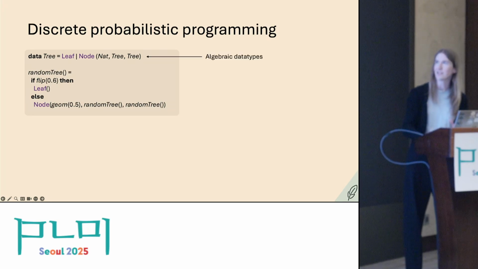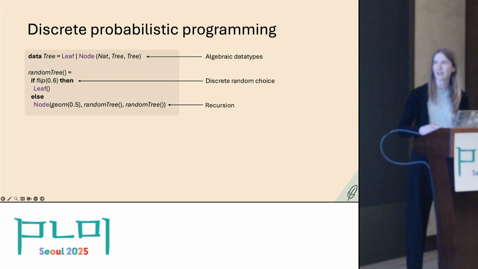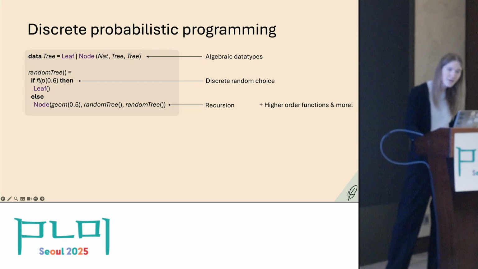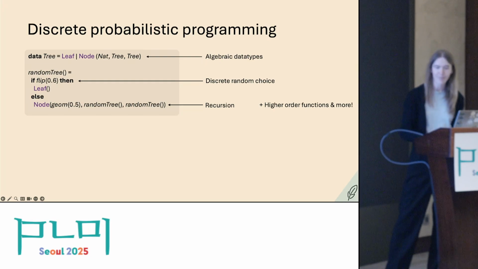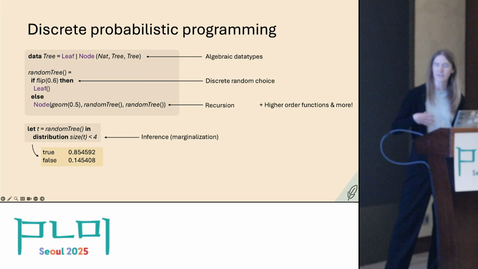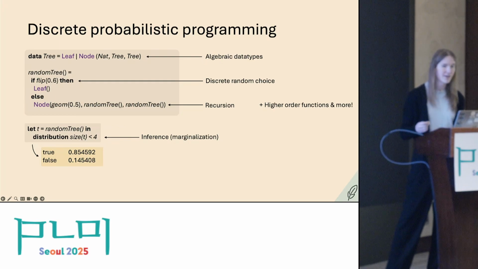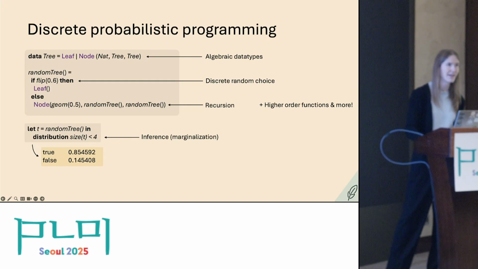In particular, this uses algebraic data types and discrete random choices, arbitrary recursion, and we support a whole bunch of other features, like higher-order functions as well. Now, when the users define this program, there's a handful of different questions they might ask about it. For example, they can query the distribution of some expression in the language. So for example, here is an expression that samples a tree and then asks if its size is less than 4. And Pluck determines that this expression evaluates to true with probability 85%.